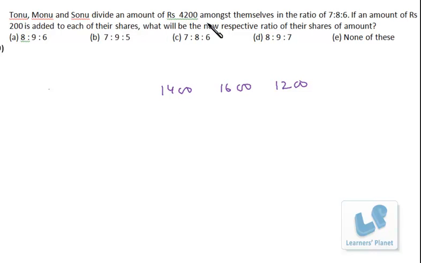Now we have to add 200 to each of them. So it will be 1600, 1800 and 1400. So we can simply find out the ratio. The question can be done in a single step. I hope you are getting me.